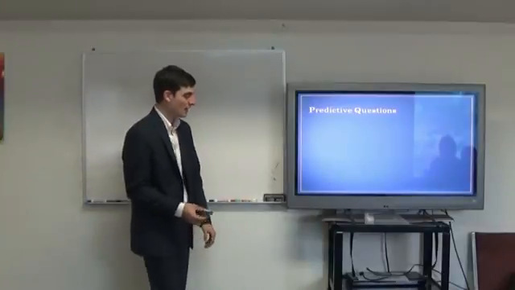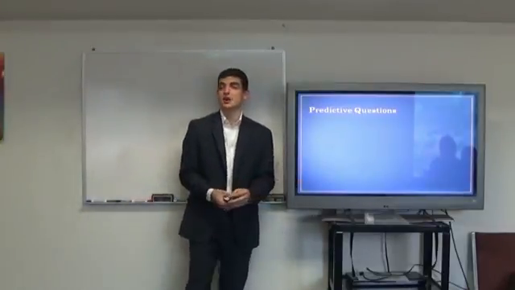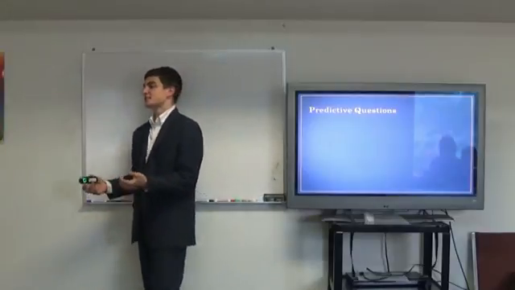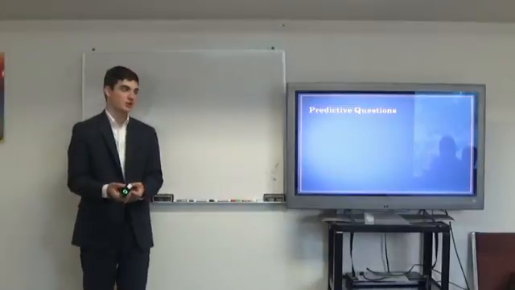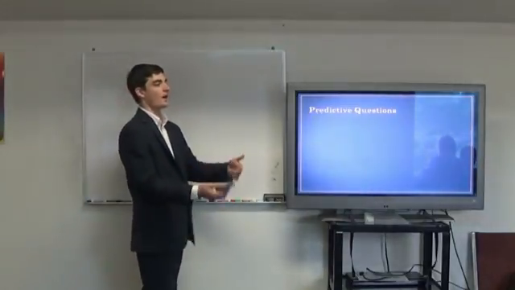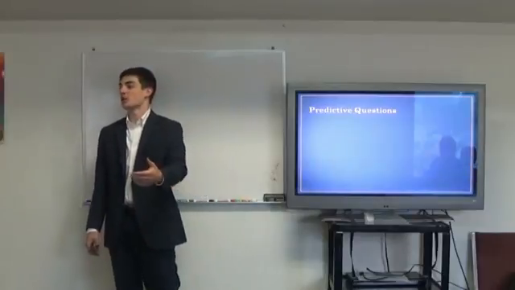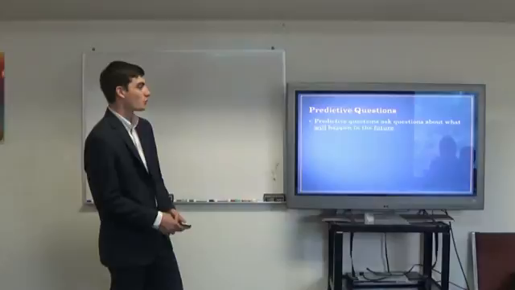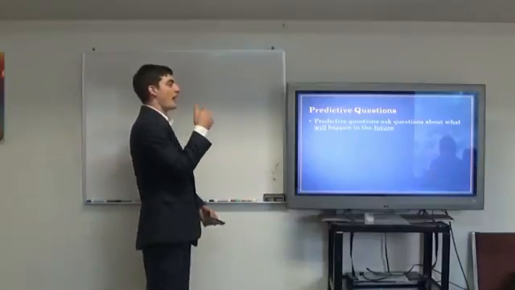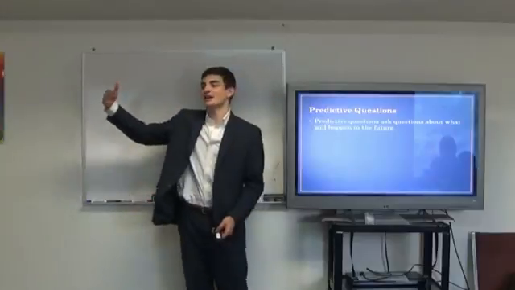Okay. The second main type of question, there's 2 types of question under this, are predictive questions. Predictive questions are things that ask us to basically predict the future, that ask us to say what is going to happen in the future, what is going to happen if we do something, or what is going to happen if we continue on our current course of action. Predictive questions will ask questions about what will happen in the future. This is why they are predictive. They are predicting what is going to happen.